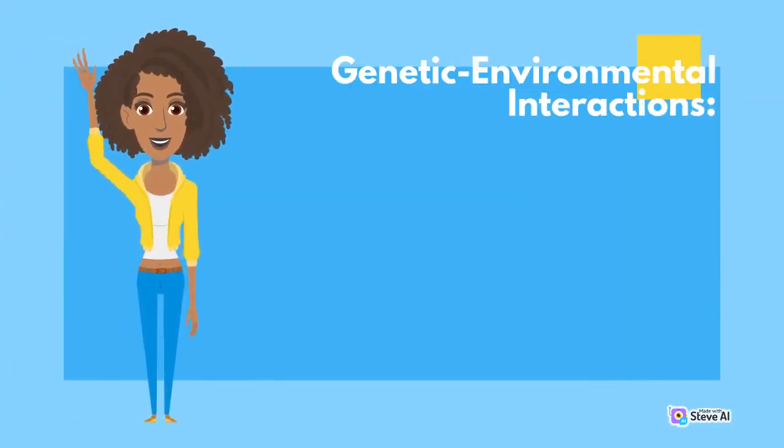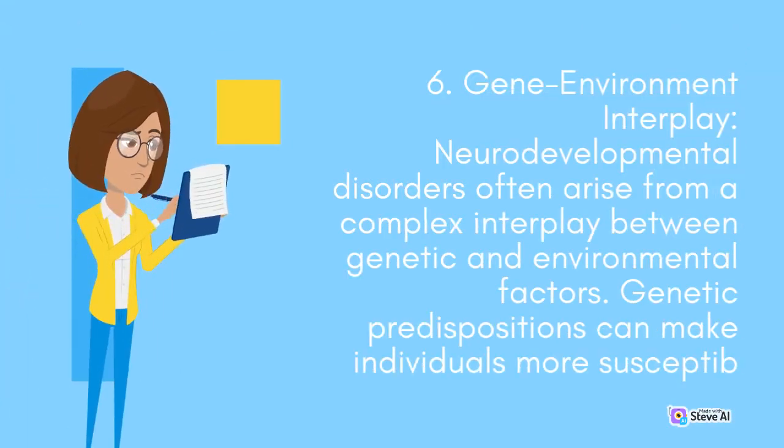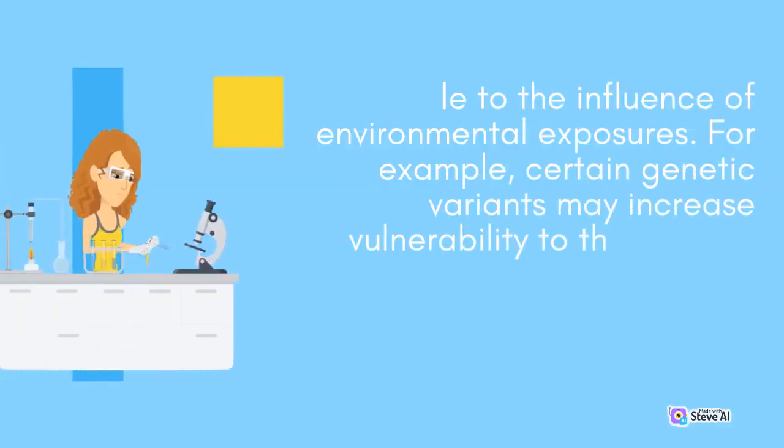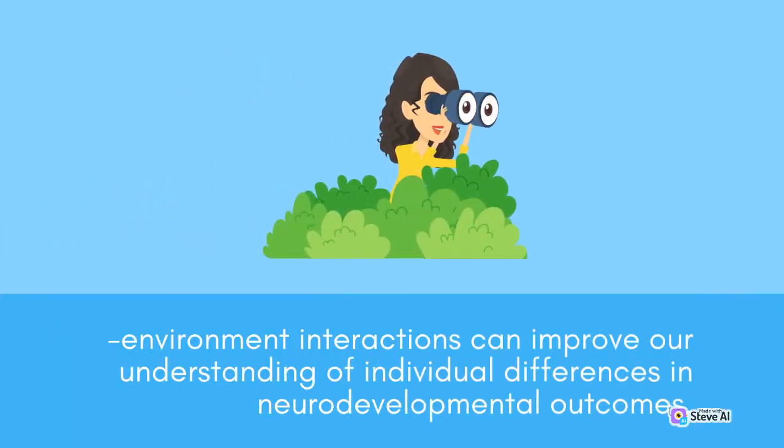Genetic environmental interactions. 6. Gene-environment interplay. Neurodevelopmental disorders often arise from a complex interplay between genetic and environmental factors. Genetic predispositions can make individuals more susceptible to the influence of environmental exposures. For example, certain genetic variants may increase vulnerability to the adverse effects of prenatal toxins or maternal stress. Understanding these gene-environment interactions can improve our understanding of individual differences in neurodevelopmental outcomes.